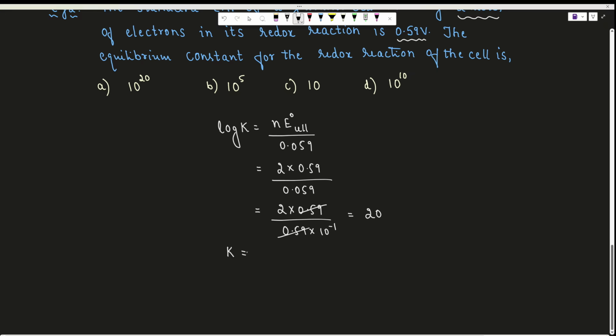That means K equal to antilog of 20, which is nothing but 10 power 20. Always antilog is 10 to the power, because when I write log K, the base is 10. So if I write log K to the base 10 equal to b, then K becomes equal to 10 power b. So here K is equal to 10 power 20. So this is the right answer.